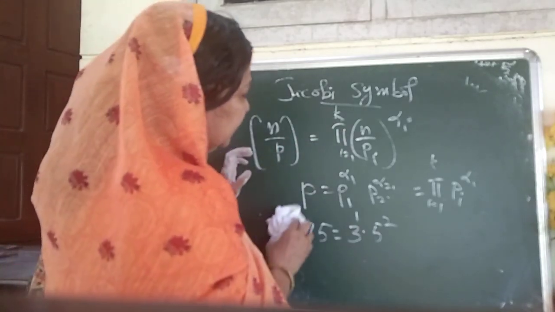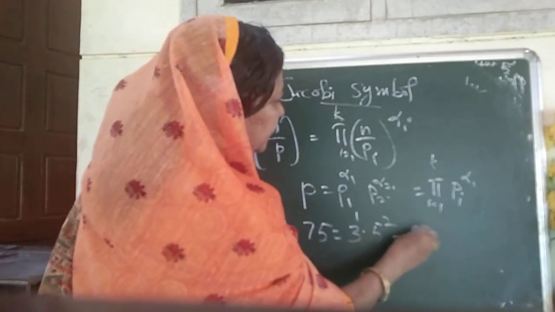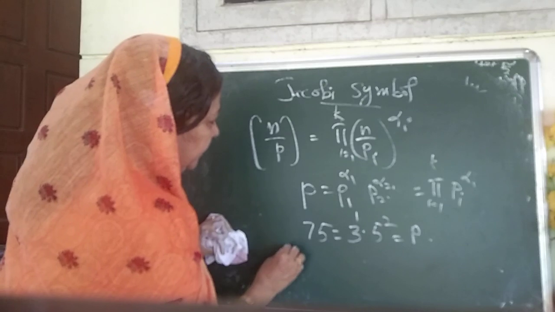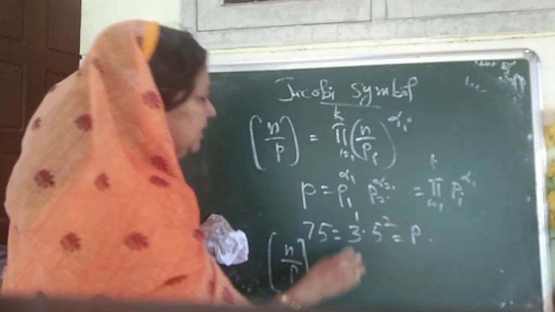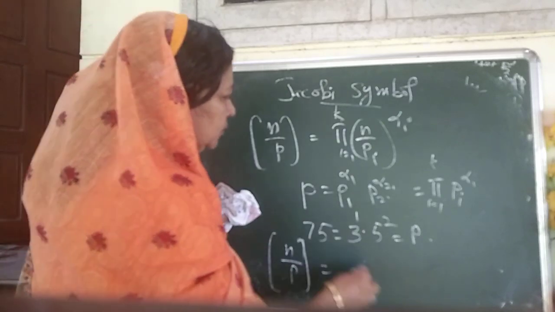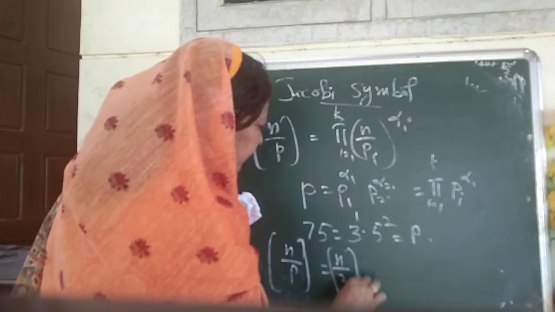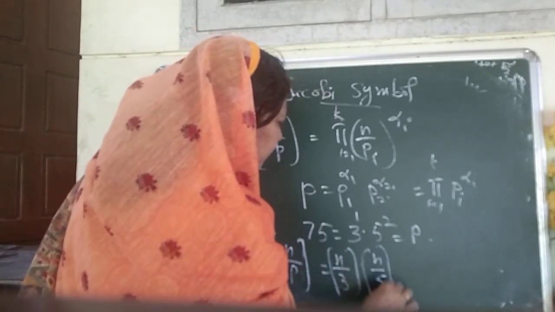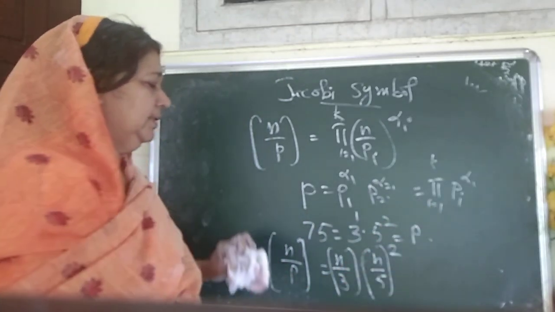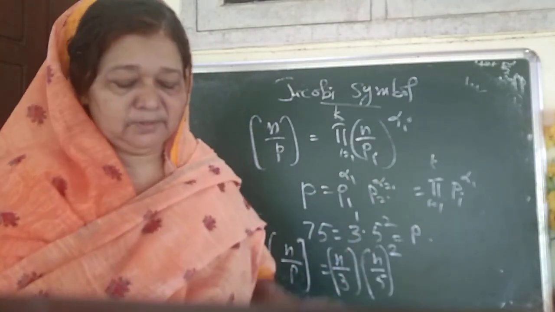Therefore, if P is equal to 75, then the Jacobi symbol n by P is equal to n by 3 into n by 5 into n by 5. That is the Jacobi symbol.